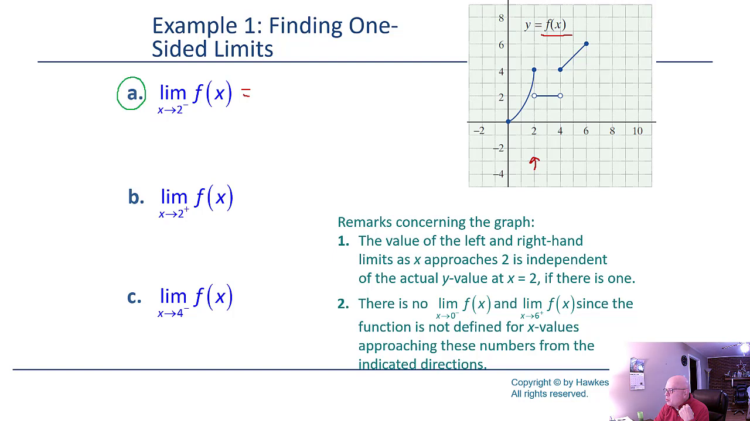Now it says 2 with a minus sign up there, which means it's a left limit. So on this one, we're getting close to 2, but we're coming from this direction. So if we're walking along this one, here we are.